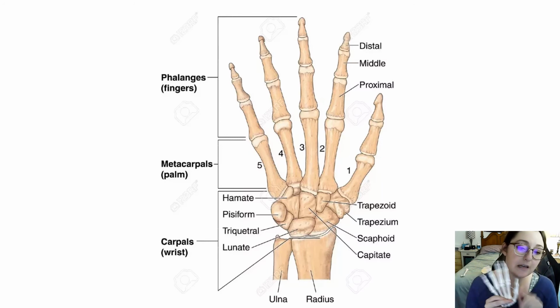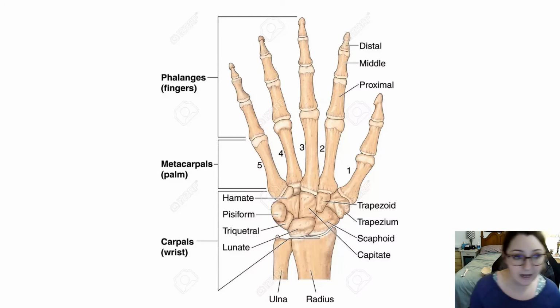And you'll notice I left out the thumb. The reason I did that is because the thumb only has 2 phalanges. It has a proximal and a distal. The rest of your phalanges have 3. The toes are also going to follow this order. Your big toe being number 1, your baby toe being number 5, and your big toe only has 2 phalanges. There is no middle phalange in your big toe or your thumb.